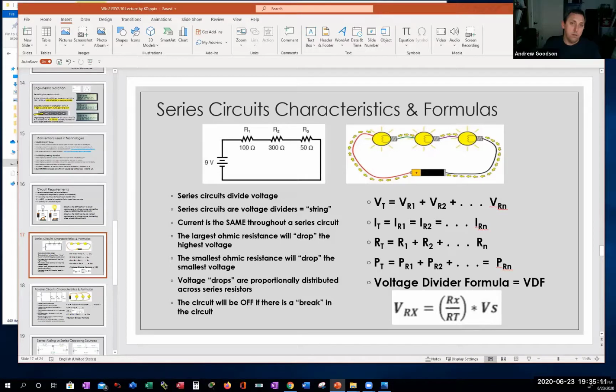1 volt. How many people agree with 1 volt? Cool. You're absolutely right. Thank you, Anna. So we calculated the voltage drops across each of these 3 resistors using the voltage divider formula. We did not engage Ohm's law. We did not engage Watt's law. We can calculate these voltages with a different method, the voltage divider formula.